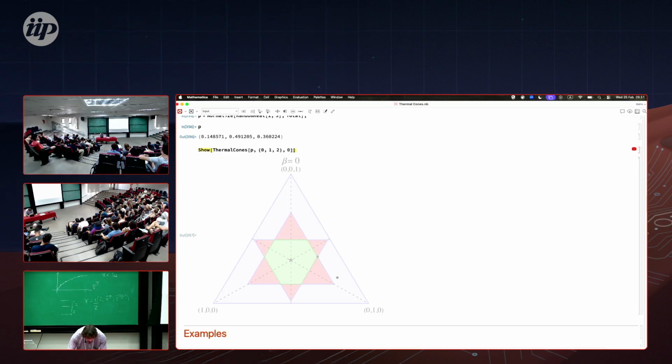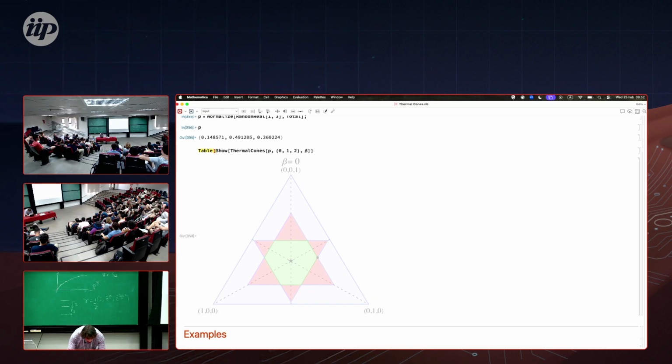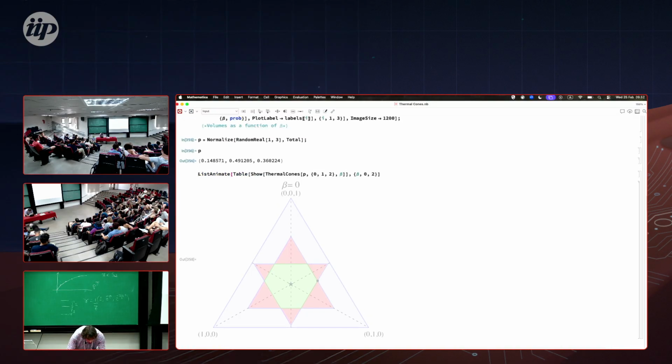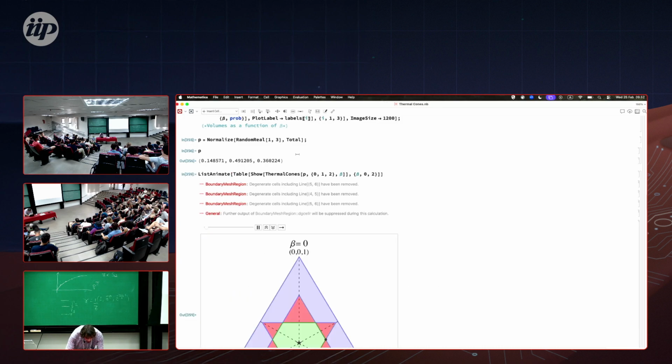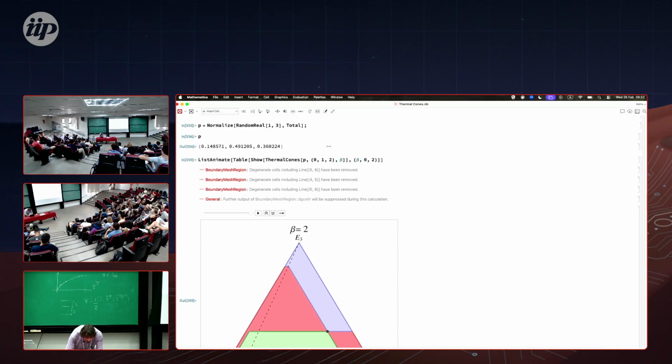Okay, let me now vary this temperature beta. Now beta goes from 0 to 2, and then ListAnimate. How does this look? Okay, of course it will not work. Wait, it's a very strange thing.